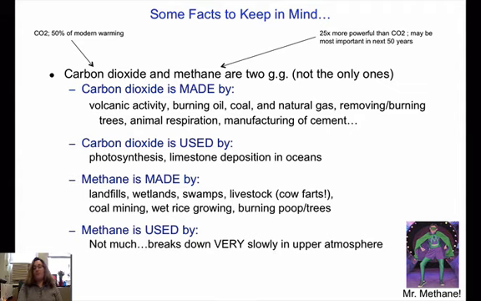So just reflect for a second on the various ways that carbon dioxide is put into the Earth's atmosphere, the various ways that it's taken out of the Earth's atmosphere, and the various ways that methane is put into the atmosphere.